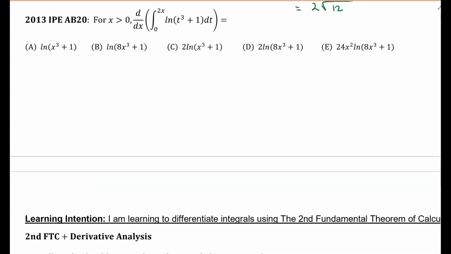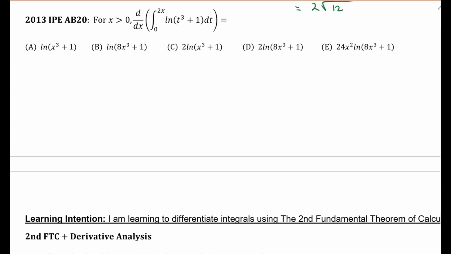All right. Here is a practice example, 2013. Go ahead, pause this. Try this example. Let's see what you got one last time before we go ahead and look at applications of the second fundamental theorem of calculus.